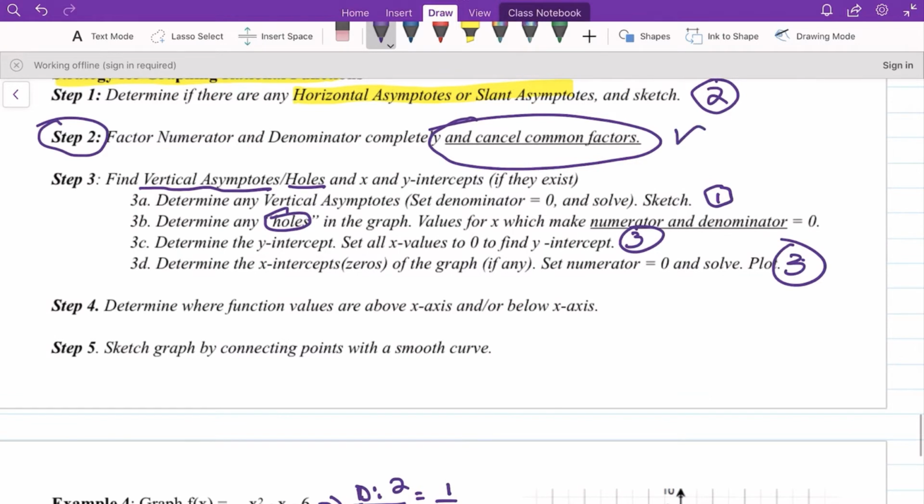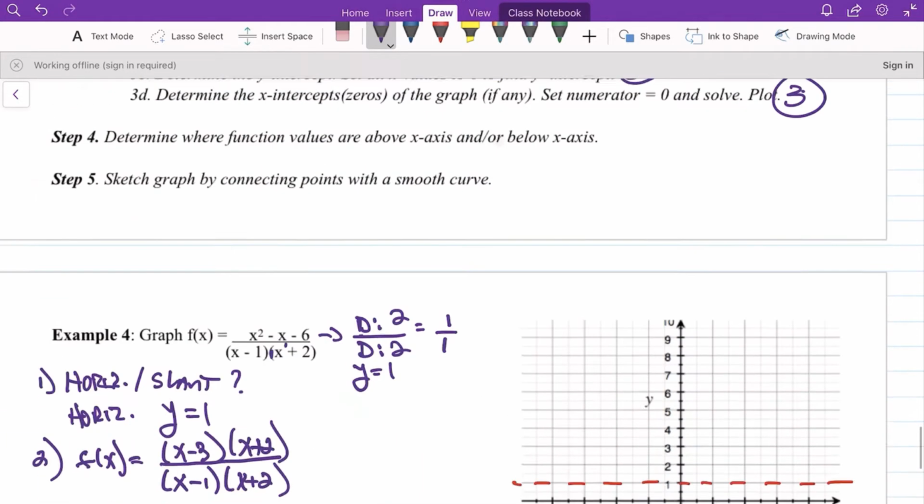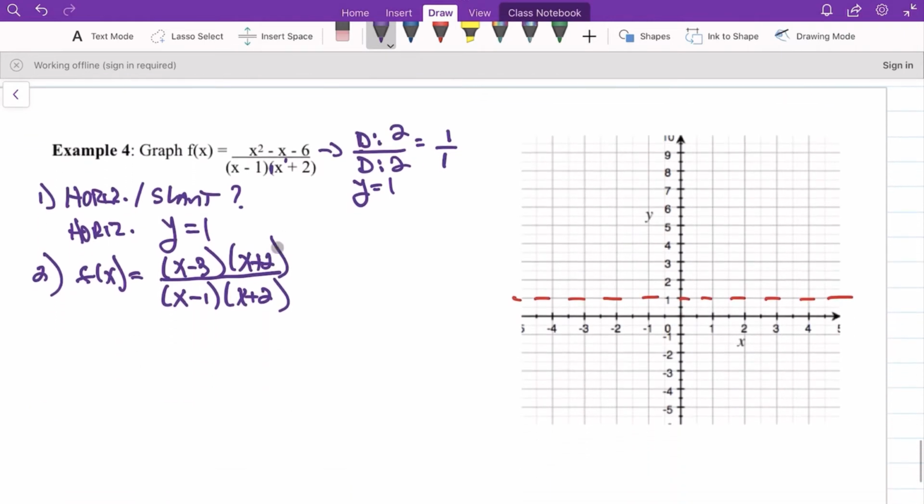So what I need to do is check and see if we have any common factors here. That's the place where we're going to find any holes or points of discontinuity in the graph. So let's see, we have our function, and we can clearly see that we're going to cancel this factor of x plus 2. So when I cancel any factors, that does mean we're going to create a hole. All right? So I'm going to put just a little asterisk over here that we have a hole. I'm going to come back to the holes in step 3.